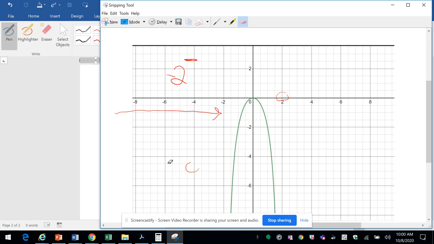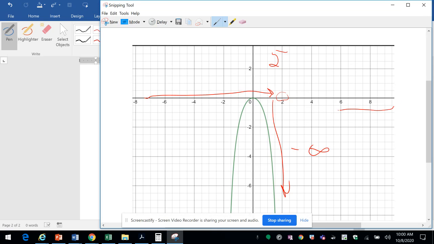Now let's look at positive 2. As I approach positive 2 from the left side, what is happening to my graph? Notice that it's going to negative infinity. If we come from the right side, then the graph is still going to be going to negative infinity.